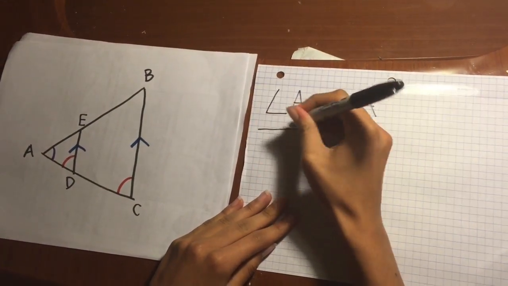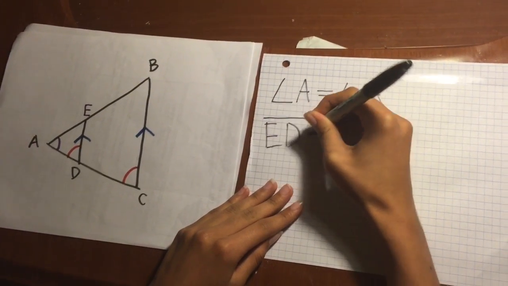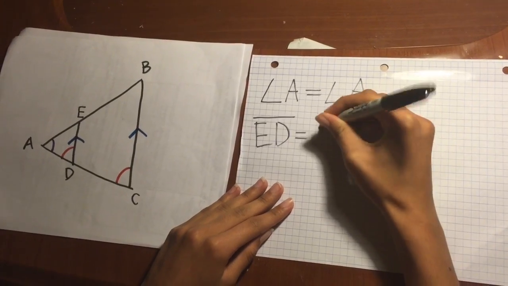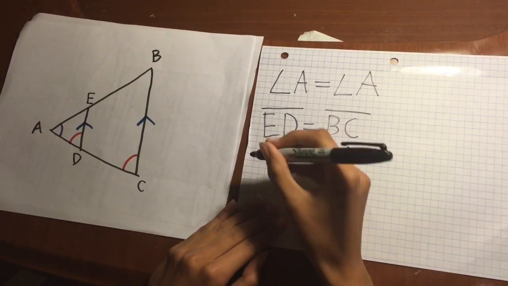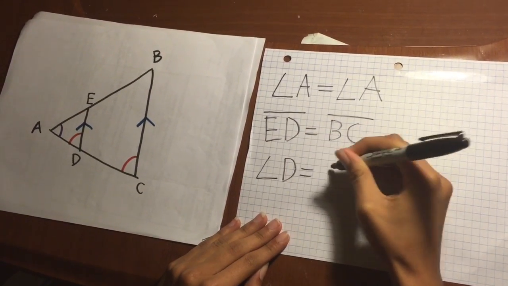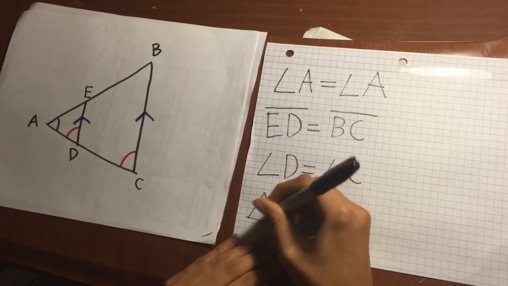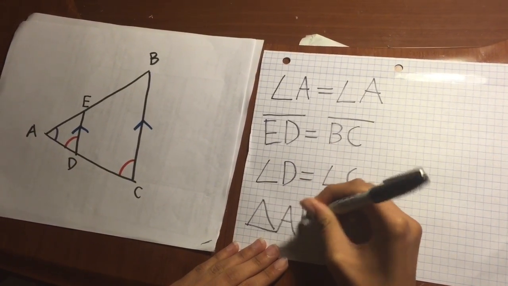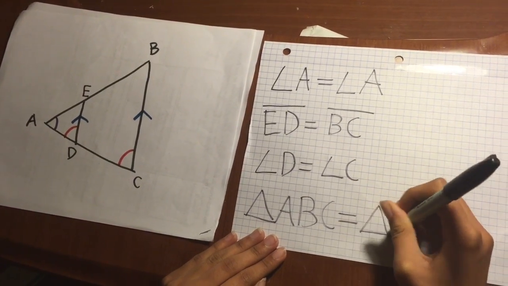Also, segment ED is parallel to segment BC, making angle D and C corresponding angles and also making them congruent to each other. Also making the rule angle side, concluding in a triangle ABC to be equal to triangle AED.